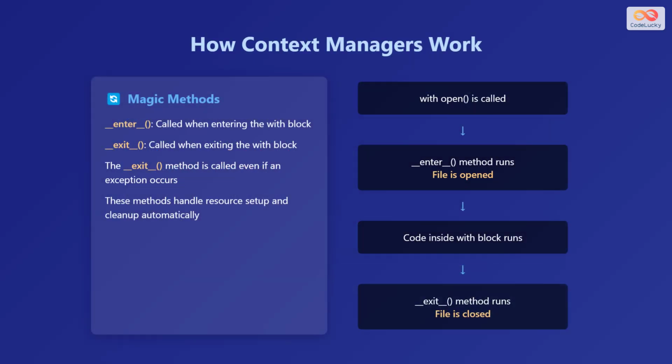Let's understand how context managers work behind the scenes. They rely on two magic methods: __enter__ and __exit__. The __enter__ method is called when entering the with block, and the __exit__ method is called when exiting the with block. Importantly, the __exit__ method is called even if an exception occurs. These methods handle resource setup and cleanup automatically.